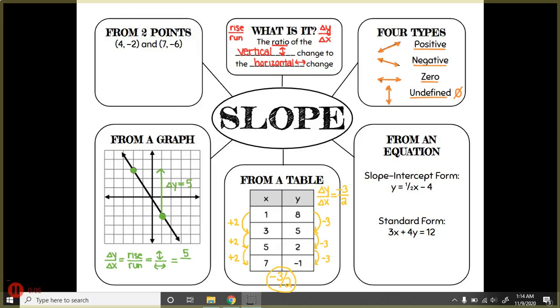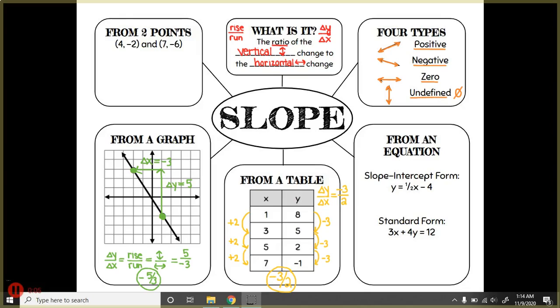And for my change in x, from there, I have to go left. Since I'm going left, my change in x is going to be negative. I have to go over left 1, 2, 3. So my change in x is negative 3. And so my slope there is negative 5/3, because a positive divided by a negative is a negative.